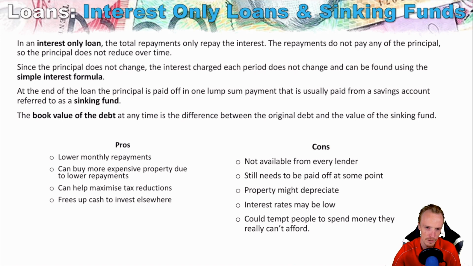You're not needing to reduce the $100 that we were looking at just before. And what that might allow you to do is buy a more expensive property, because your lending power becomes a little bit stronger since you've got lower repayments. So you might be able to buy something that's a little bit more expensive.